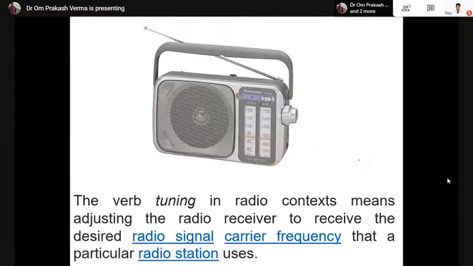Okay, now we have arrived at the tuning topic. Okay, so have you seen such a type of transistor radio in your home?